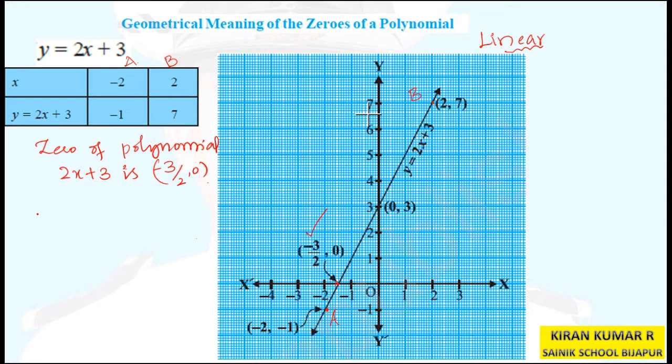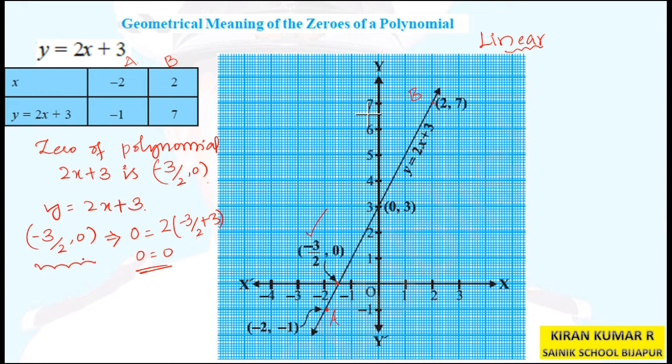The reason is that y = 2x + 3 will satisfy (-3/2, 0). If you substitute in this, we get 0 = 2 times (-3/2) + 3. We will be getting 0 = 0. Hence the left hand side and the right hand side are equal for (-3/2, 0), which means the point obtained by the intersection of the given line with the x-axis will be the solution or zero of the polynomial.